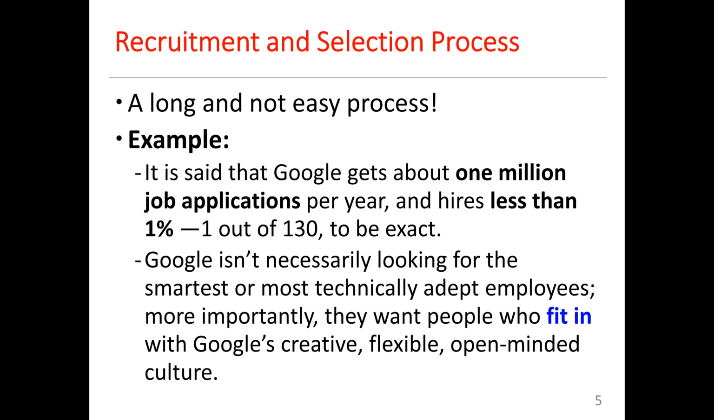Recruitment and selection process: a long and not easy process. Example, it is said that Google gets about 1 million job applications per year, and hires less than 1%, 1 out of 130, to be exact. Google isn't necessarily looking for the smartest or most technically adept employees.